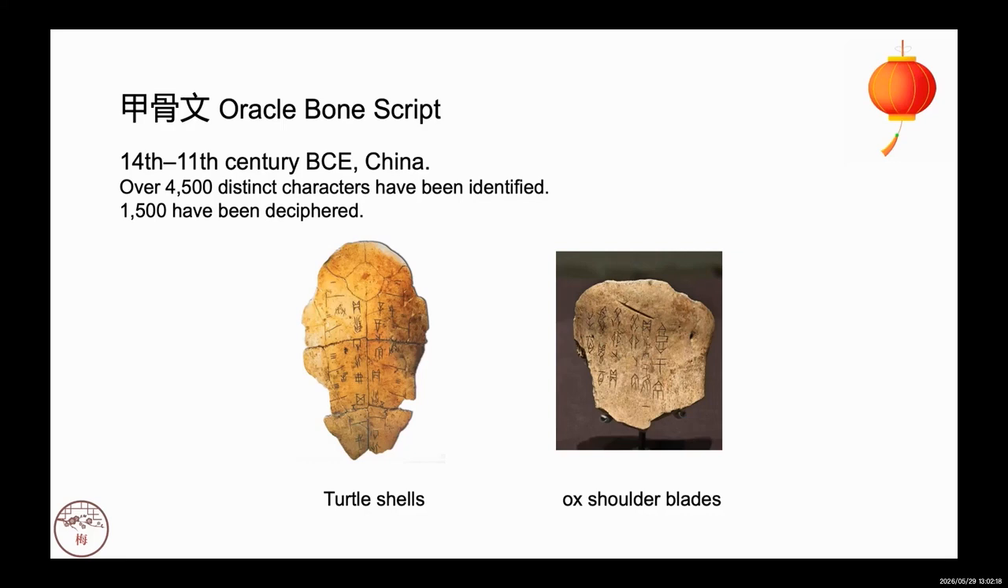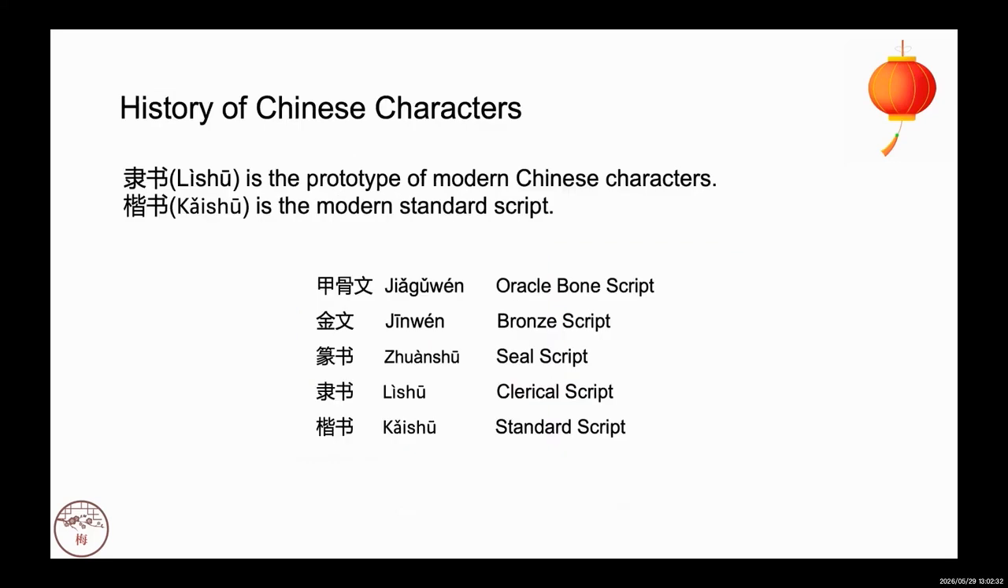But anyway, Oracle Bone Script was the oldest form that nowadays people can find in Chinese history. The other scripts of Chinese characters are 金文 bronze script, 篆书 seal script, 隶书 clerical script, 楷书 standard script.